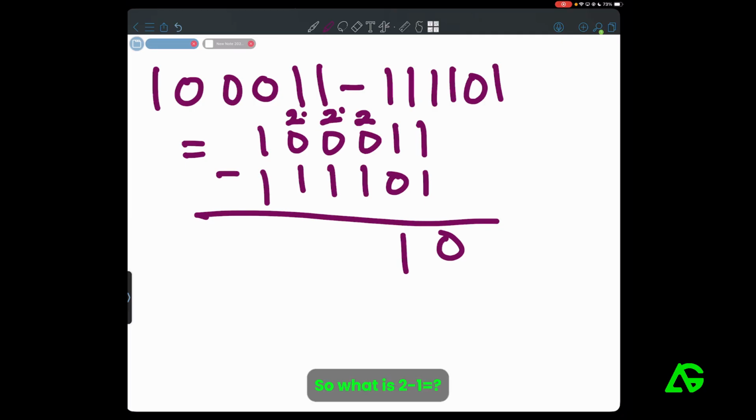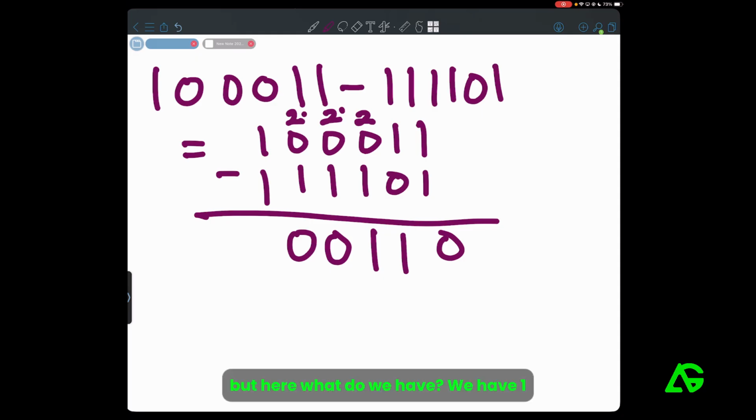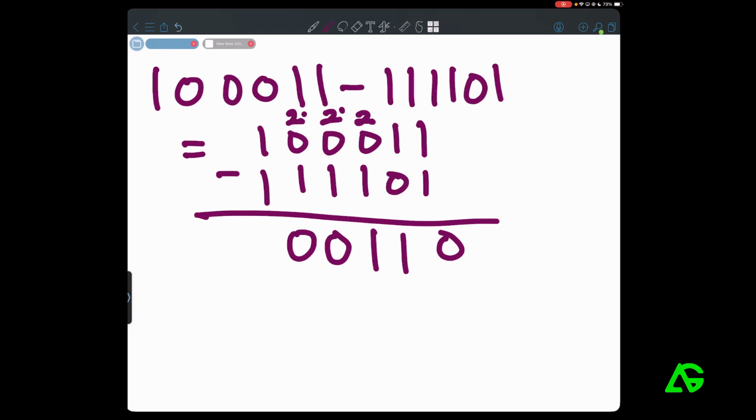So what is 2 minus 1? It is 1. Here we have 1. What is 1 minus 1? 0. Here we have 1. What is 1 minus 1? 0. So now here we have 0. But here, what do we have? We have 1. You can see that there is an issue.